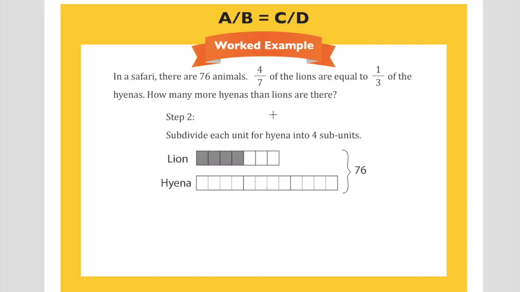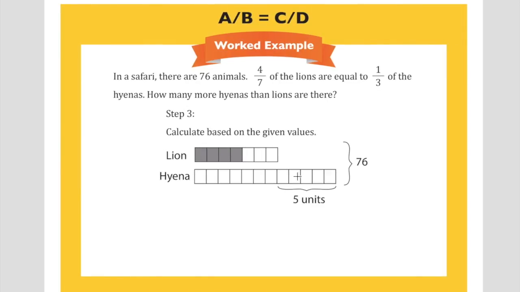Now the question asks you how many more hyenas than lions are there. So let's calculate based on the given values, right? Let's see over here, there's actually an extra 5 units. So the 5 units is what we're looking for. We're looking for how many more hyenas than lions are there. So what we do is, we say, okay, there's a total of 7 plus 12, which is 19 units. And 19 units is equal to 76.